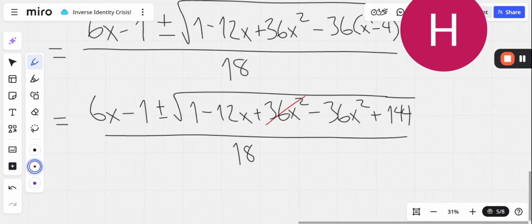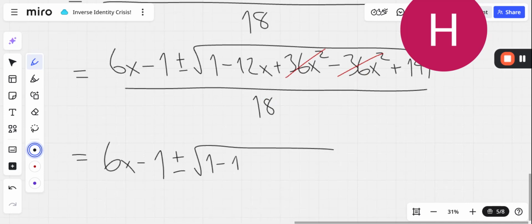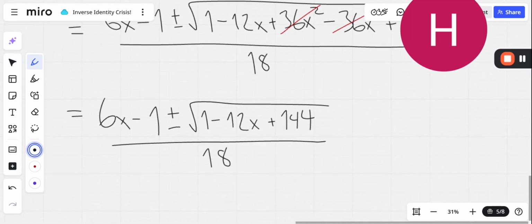So the nice thing here is that these giant x squared terms cancel out completely. And we end up with 6x minus 1 plus or minus the square root of 1 minus 12x plus 144, all over 18.